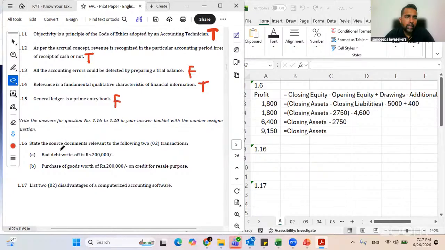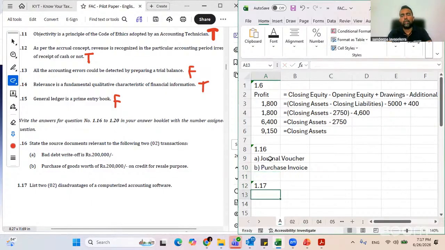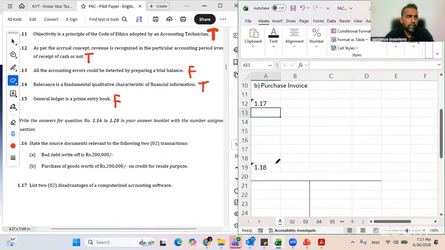Look at the next one. Select the source document for the following two transactions. Part A, bad debt. For bad debt, the source document is the journal voucher because it's a general journal transaction. Journal voucher. Part B, purchase goods on credit. Purchasing goods on credit, that's the purchase invoice. Right. Purchase invoice. Okay. Right.